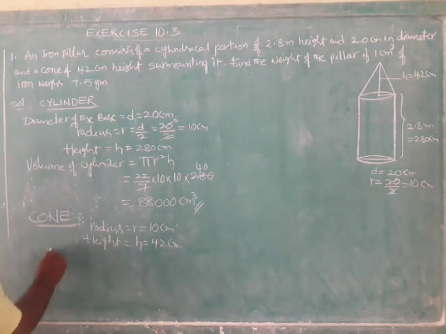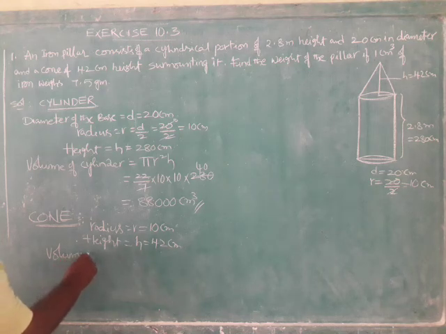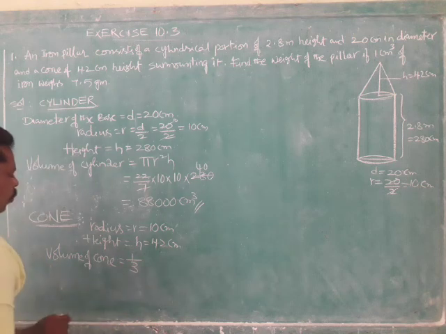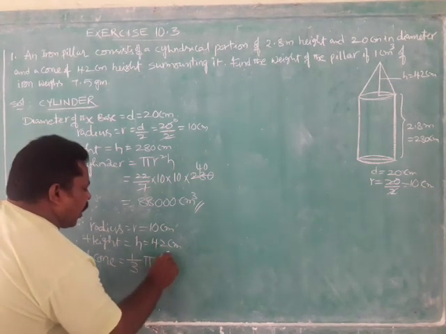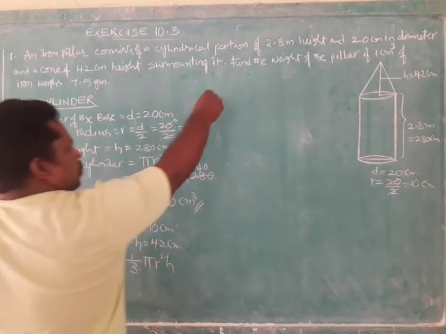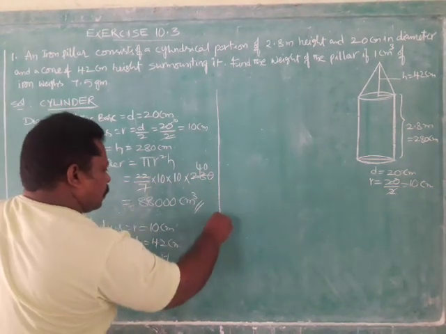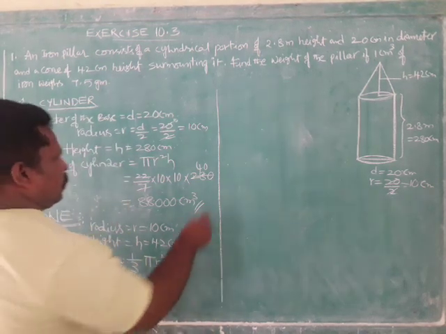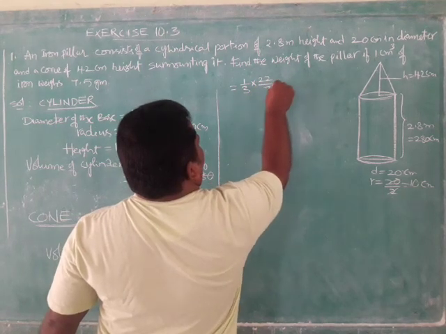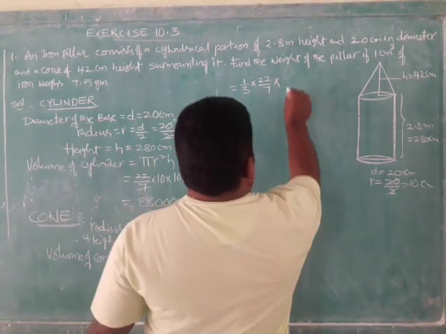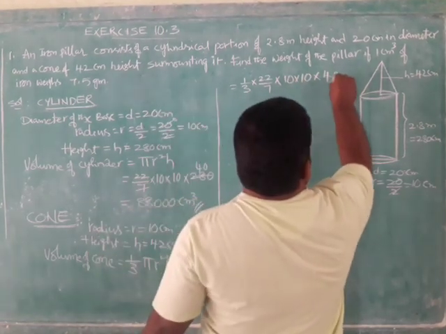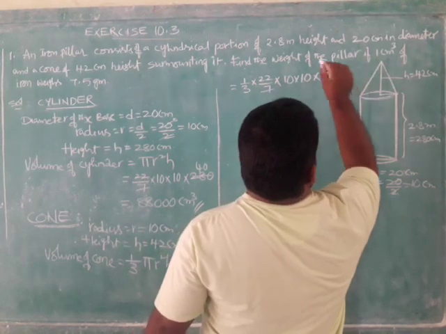Now, the volume of the cone. We know the formula for the volume of a cone: 1 by 3 pi r square H. Which is equal to 1 by 3 into 22 by 7 into 10 into 10 into the H value, which is 42. 7 table, see here, how many times?